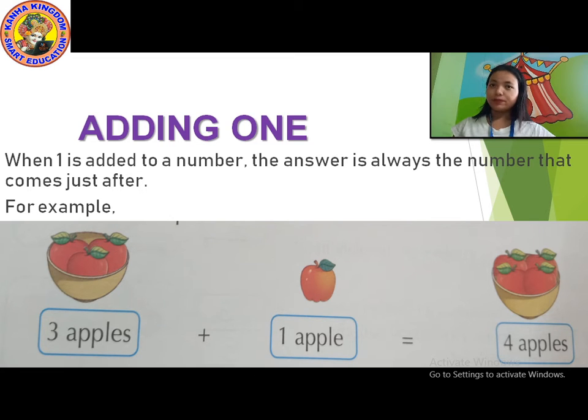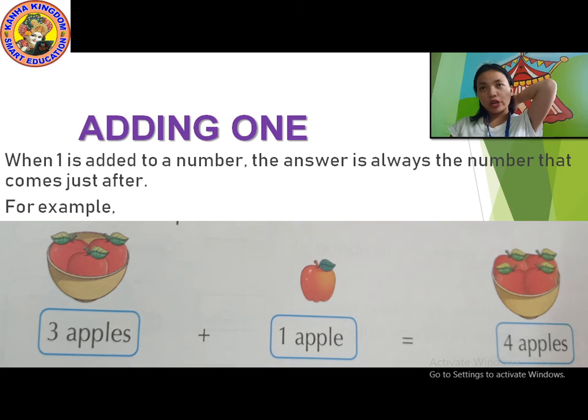For example, if you have 3 apples and your friend gives you 1 apple, then how many apples do you have? 4. See, when you add 1, I already told you that the answer is always the number that comes just after. We all know 4 is the number that comes just after 3. So you have 3, and when you add 1, it becomes 4.